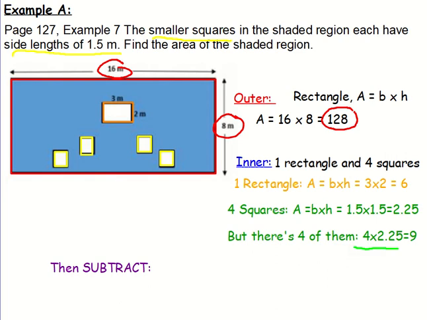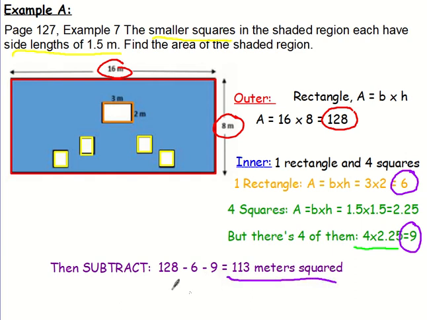So what I need to do now is my last step, because I've already found the outer area, I found the inner areas, I have to go through and subtract these. So I'm going to go through and take the outer, and I'm going to subtract away that rectangle and the area of the 4 squares. So I'm going to take 128 minus 6 minus 9, and I get 113 meters squared, and that ends up being my answer, 113 meters squared.